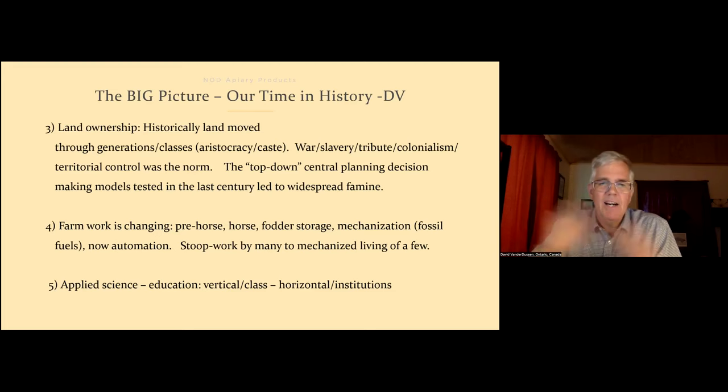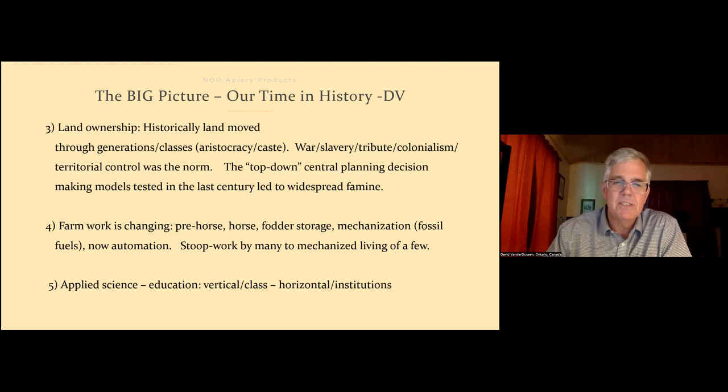So this is all very high level, big picture stuff. But science, applied science and education, historically was done vertically. You were born into a farm lifestyle or into a farming class, and you would get knowledge from your forebears. Well, now it's become more horizontal. You would go to a university, attend institutions, take classes, and become educated in the science of farming. So farming is very much an applied science, and how knowledge is transferred has changed a lot in the last couple hundred years.